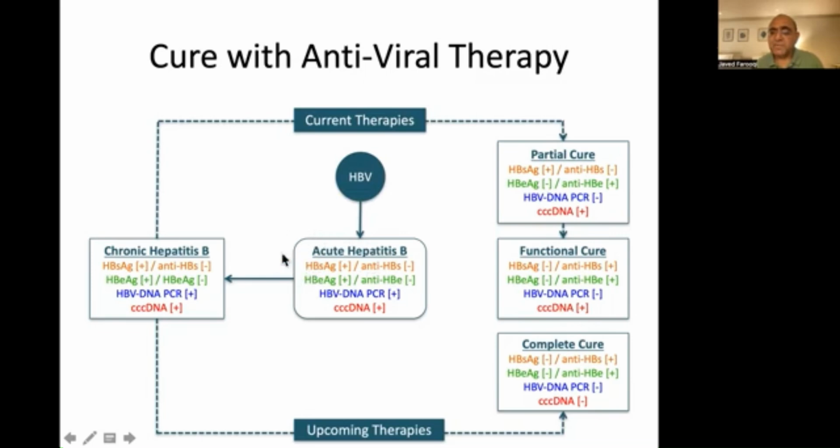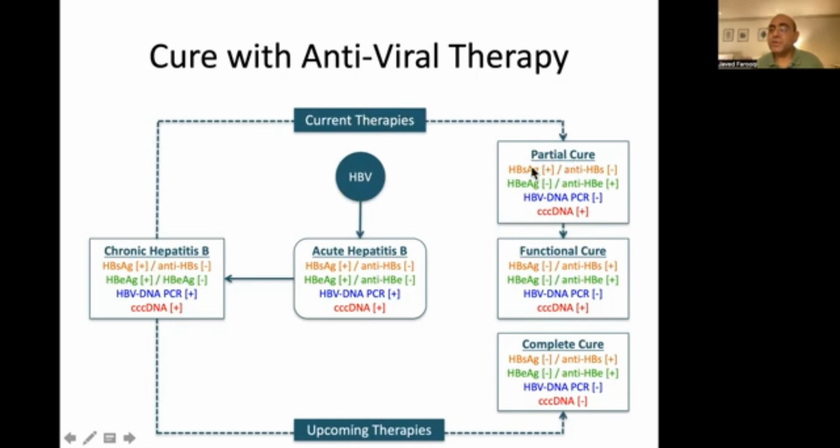If the patient does not recover from acute hepatitis B, the patient enters the chronic phase where the S antigen is positive, E antigen is positive, DNA is positive, and the cccDNA has to be positive because now it has entered the nucleus. So with the current therapies of chronic hepatitis B, what we get in most of the patients is the partial cure.